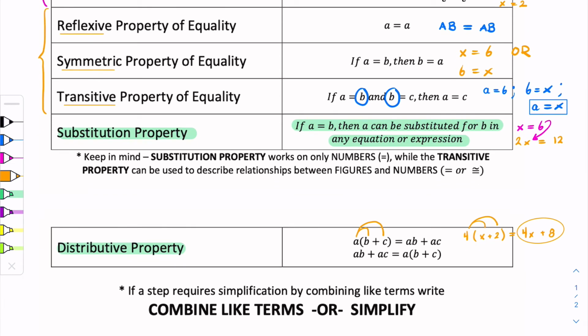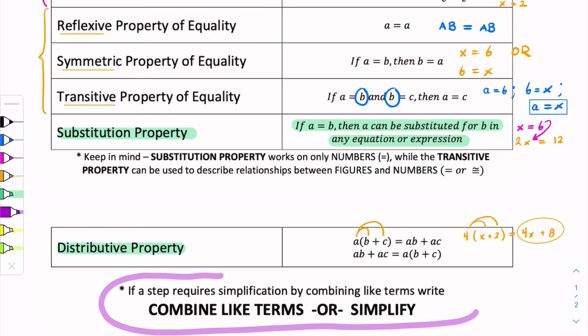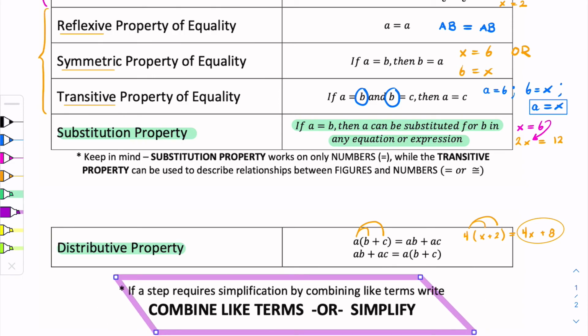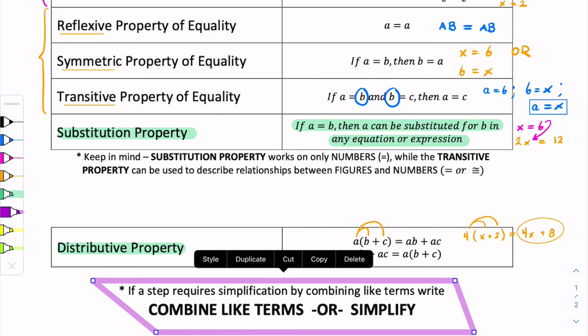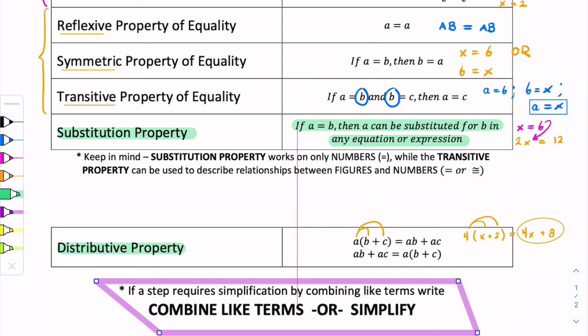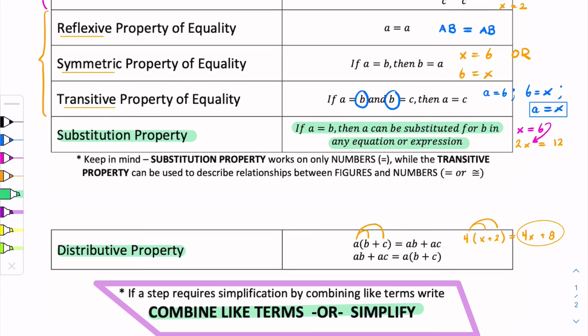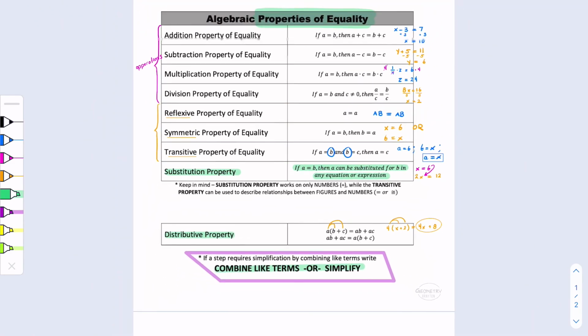And the absolute last thing we're going over for your vocab today is simplifying or combining like terms. So when we're working on justifying our steps, if there's a step in your algebra process that requires you to just simplify or add like terms together, then your justification is going to be combine like terms or simplify, whichever you choose to use. And you'll see what I mean by that when we go over the actual note sheet.